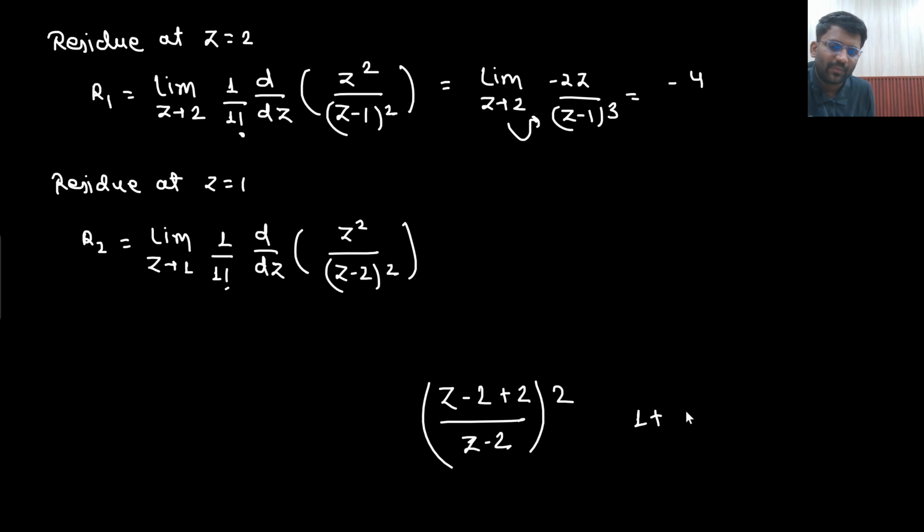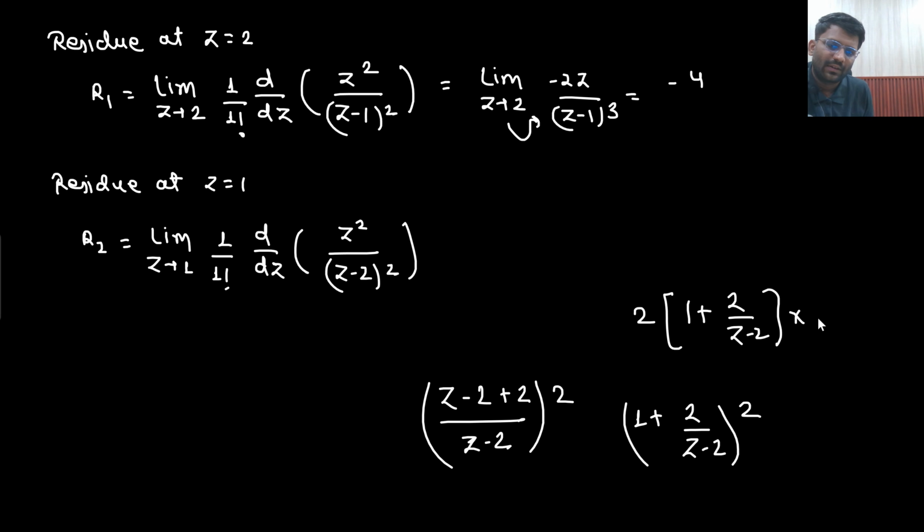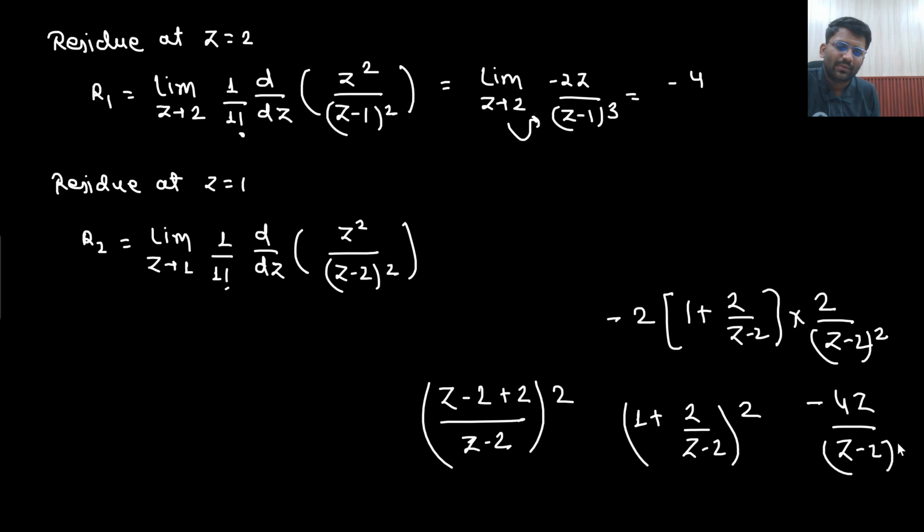So it will come out to be 1 plus 2 upon z minus 2. Now differentiation you need to do. So 2 into 1 plus 2 upon z minus 2, and then minus sign, with the differentiation of the inside. So what you are getting? Minus 4z upon z minus 2 whole cube. Say yes or no? Sahi hai na bhai?